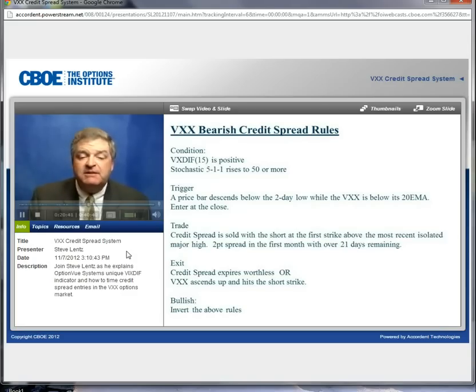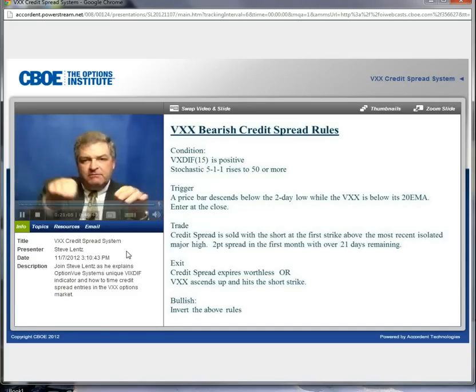If that happens, we'll go ahead and enter at the close and put on a bear call spread at that point, okay? All right. How do we put on our credit spread? Well, we're going to go with the first month with over 21 days remaining in the VXX. And we're going to put our short strike just beyond that pivot point up above.